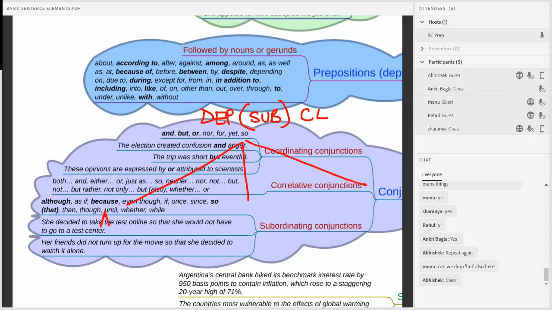They can be adverbs, they can act as adjectives, and they can act as nouns. That's it. This is important.